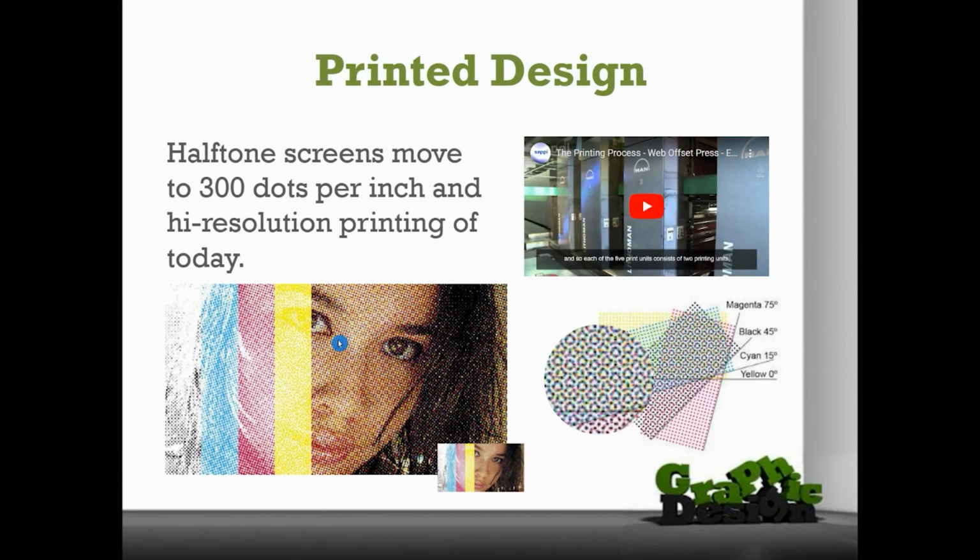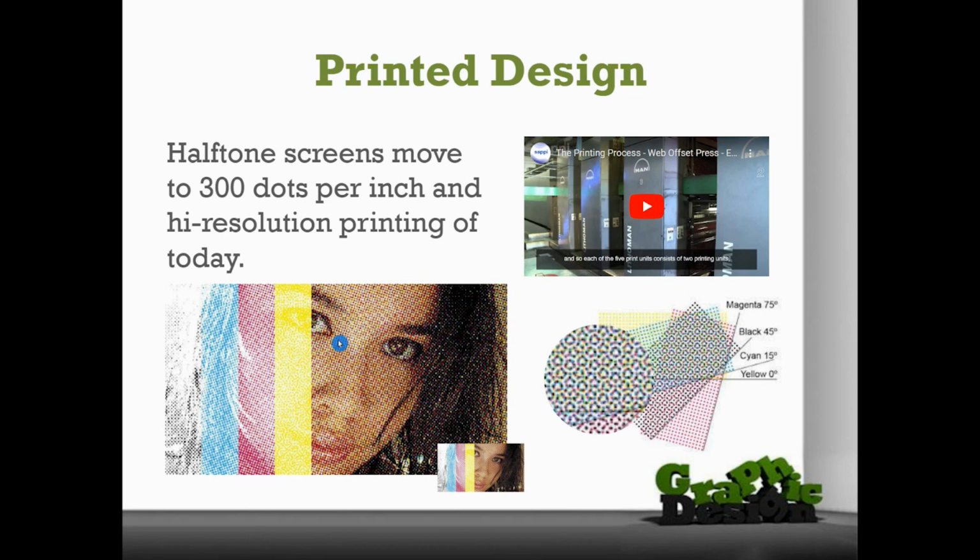Okay, so here we have the halftone screens again. Now they're getting tighter. Instead of only 100 dots per inch, now we're up to 300 dots per inch, and that's what our yearbooks are printed at. You should have access to be able to play this video, and there are questions on the next slide that you need to answer with it.